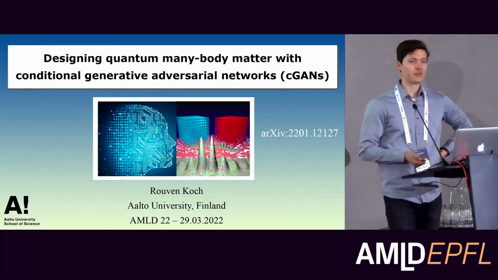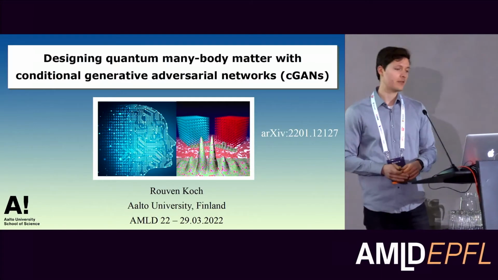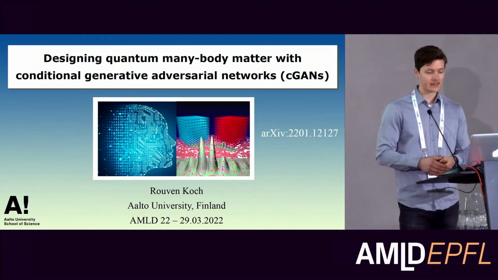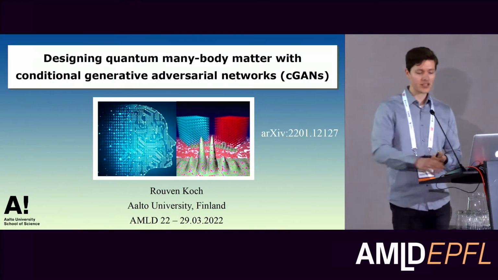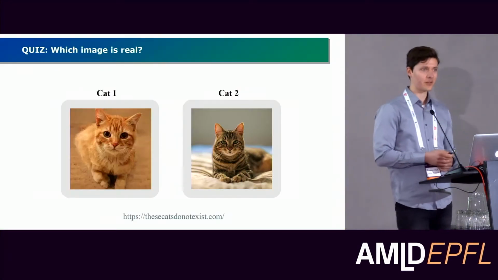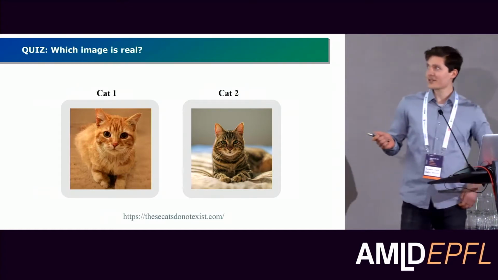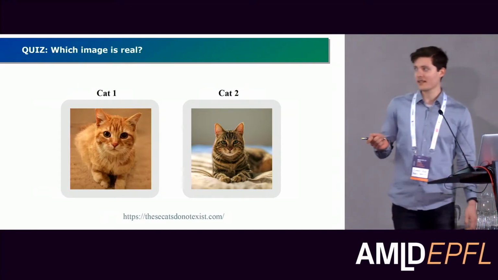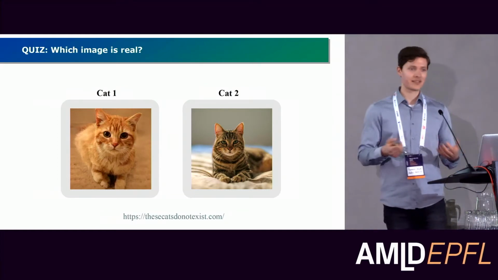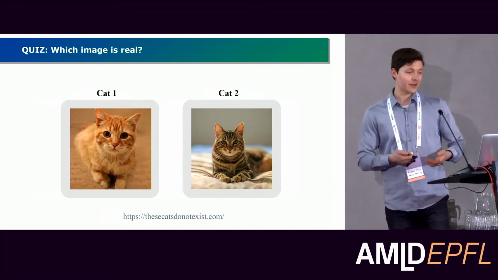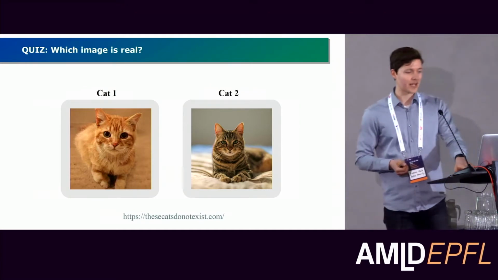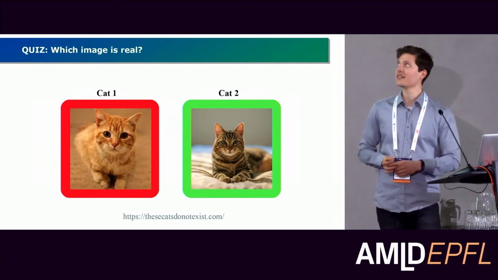Yeah, and thanks to the organizers for the chance to present our work about simulating quantum many-body matter with generative adversarial networks, or GANs in this case. One of the main applications of GANs is image generation. So I want to start this talk with a small quiz. Here you can see two cats. One I've taken from the website These Cats Do Not Exist, which uses generative adversarial networks to generate fake images. And for the human eye, I think it's really hard to distinguish between real and fake images. In this case, okay, it's the right one.